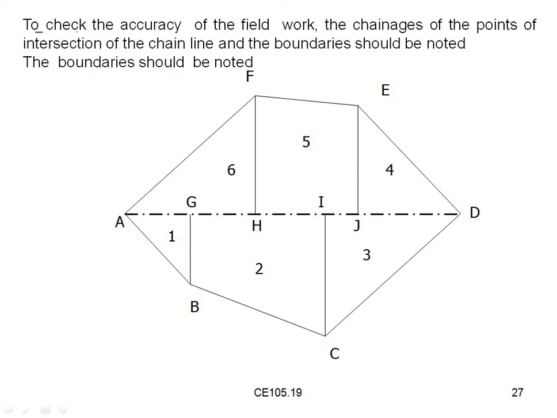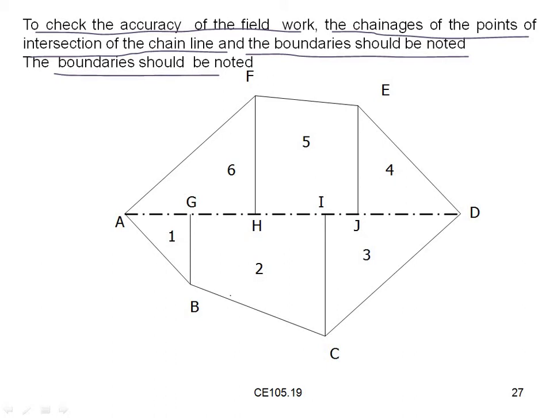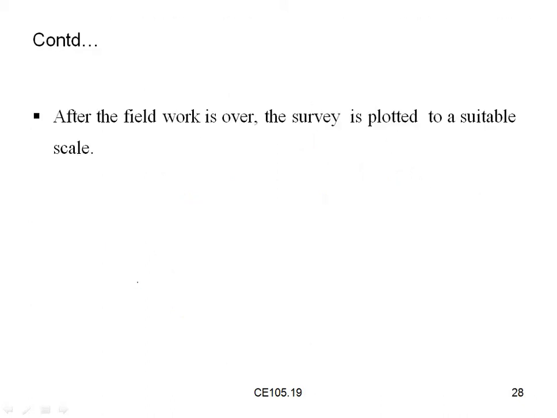So here, to check the accuracy of the field work, the chain edges of the points of intersection of the chain line and the boundary should be noted. The boundary points are A, B, C, D, E, F. These are all the boundaries of the chain edge line. And H, J are all the chain edge center points. So by this we can make here GB and AB. AG is equal to GB. Then we will get the length of AB.